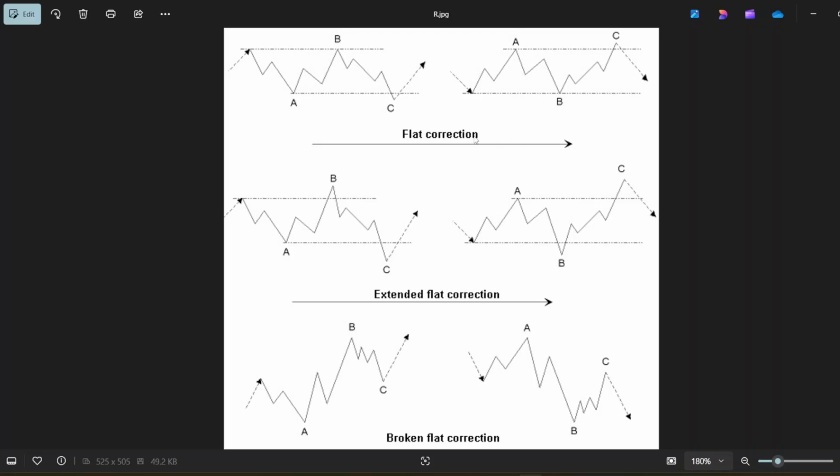Then take your profit. You can aim for 127% or 161.8% of your Fibonacci extension, depending on the strength of the trend, okay? This approach helps you enter trades with confidence and minimal risk.